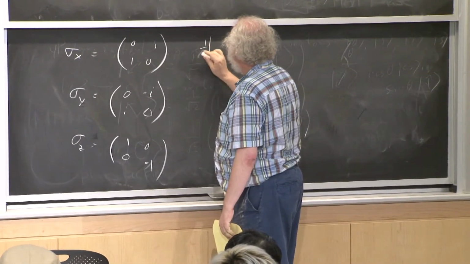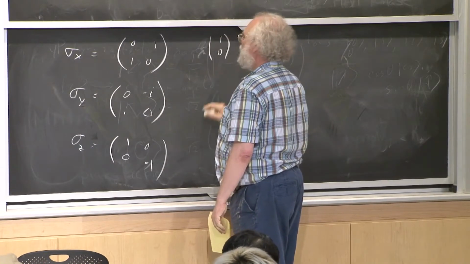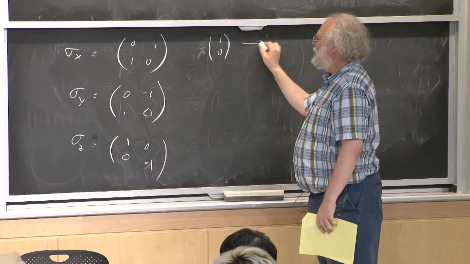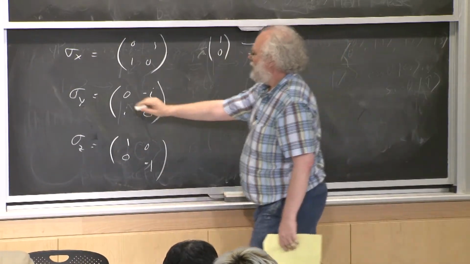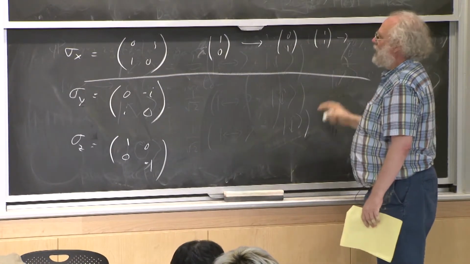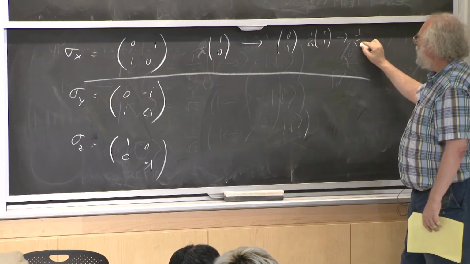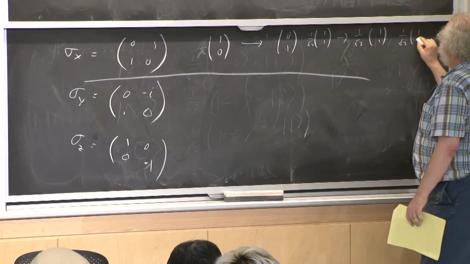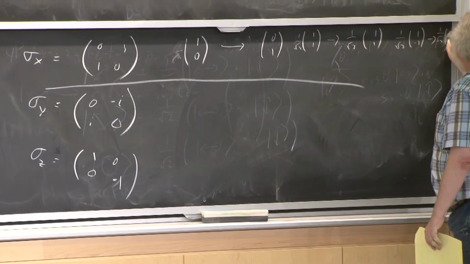1 over root 2, no wait. 1, 0: what happens when we apply sigma x to 1, 0? We get 0, 1. What happens when we apply sigma x to 1, 1? We get 1 over root 2, 1, 1. And if we have 1 over root 2, 1, minus 1, it goes to 1 over root 2, minus 1, 1.